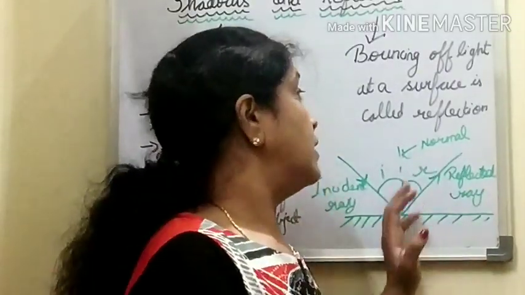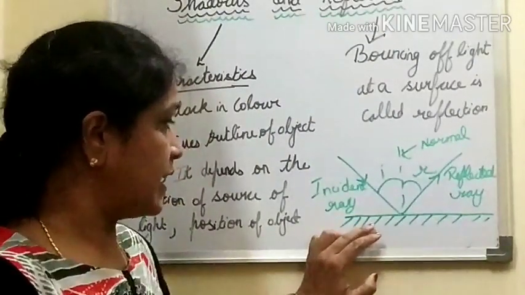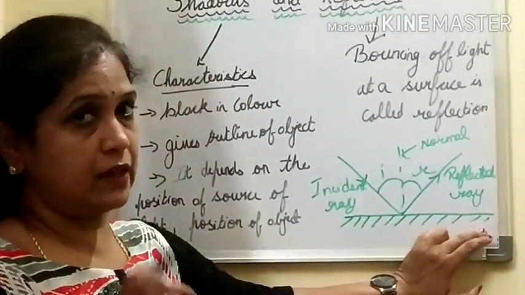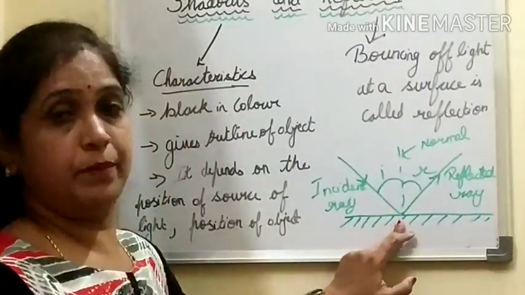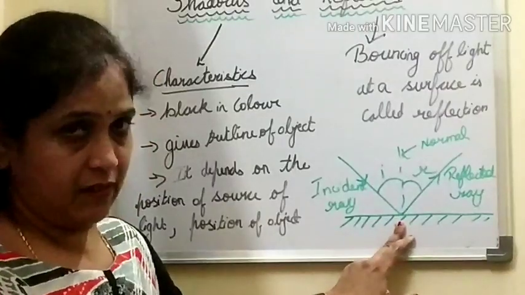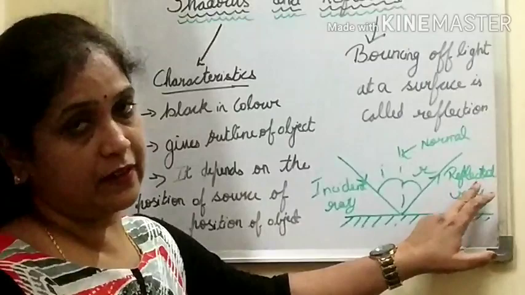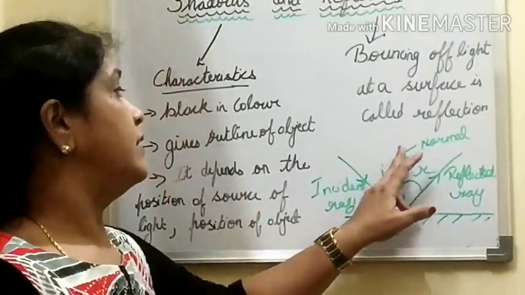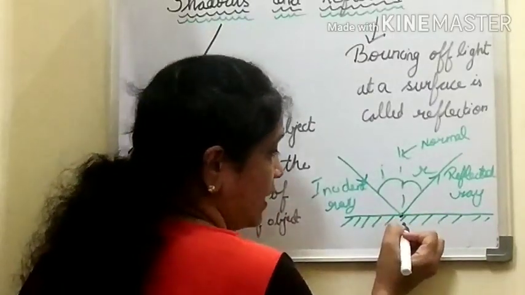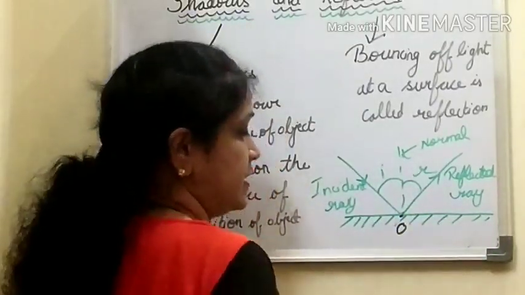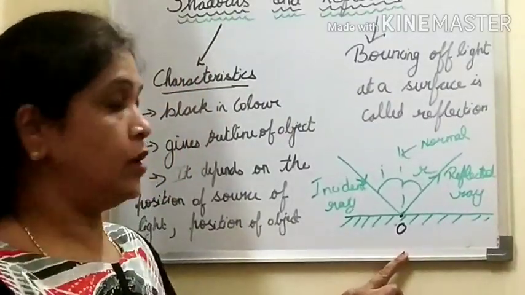Okay, now I have told you about the diagram of reflection. Mirror is diagrammatically represented in this form. I think in the diagram also I have shown you. The ray which falls on the mirror is known as the incident ray, and the ray which gets reflected back is known as the reflected ray. Where the incident ray and the reflected ray meet is called the point of incidence, and we represent it by capital O.